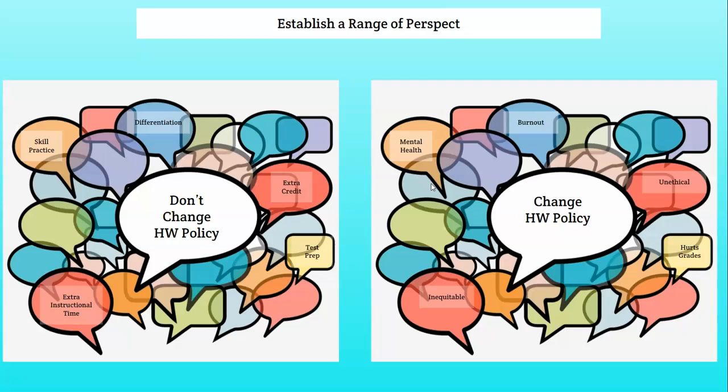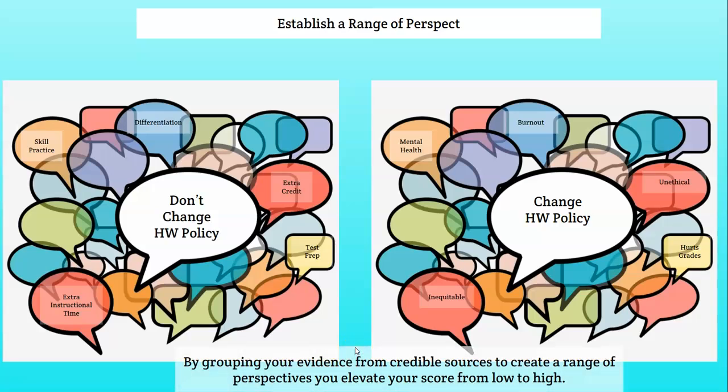Not only on multiple perspectives, but in order to demonstrate this skill, I have to pull a lot of evidence from a range of sources. And so what I'm going to have is even more opportunities to demonstrate evidence from credible and relevant sources. So it's also going to help me on other rows of the rubric as well in both of those assessments. By grouping your evidence from credible sources to create a range of perspectives, you elevate your score from low to high.